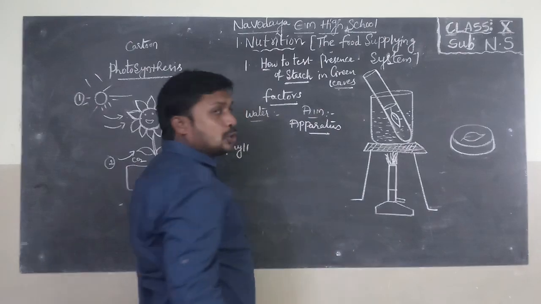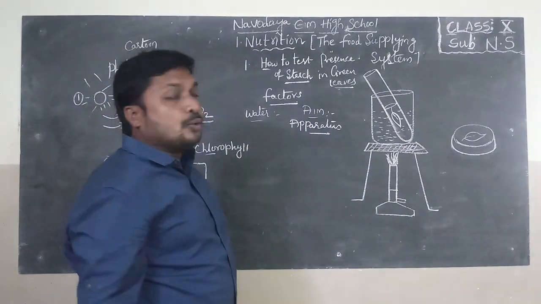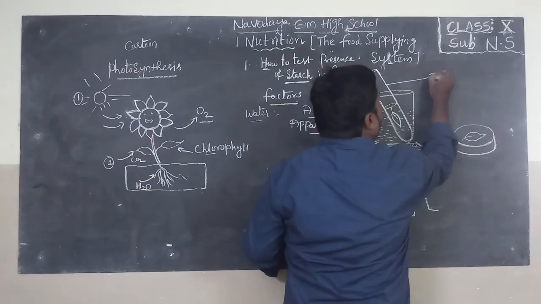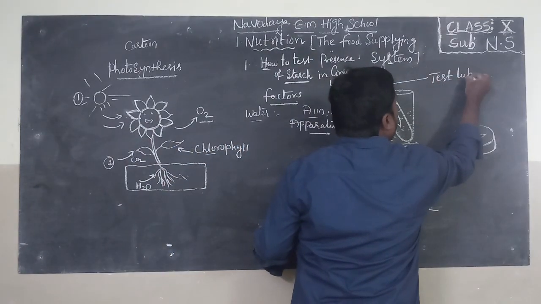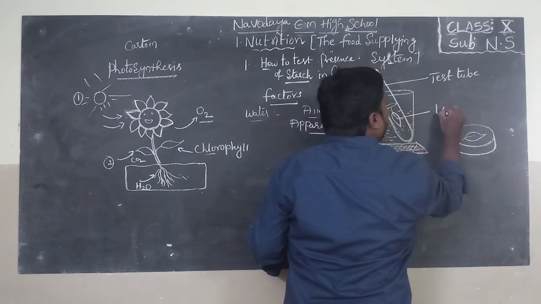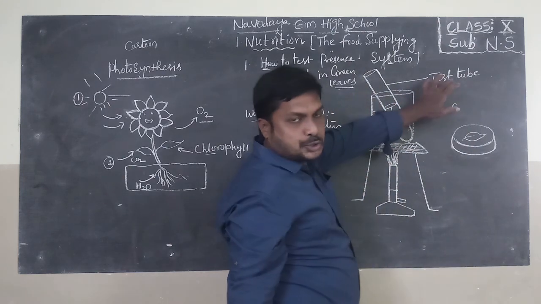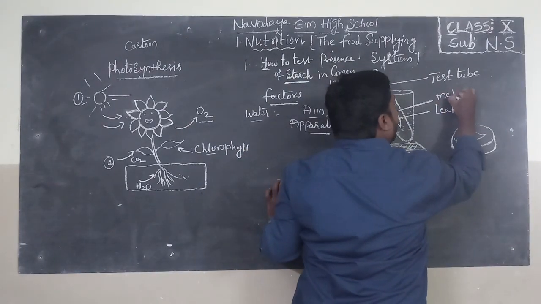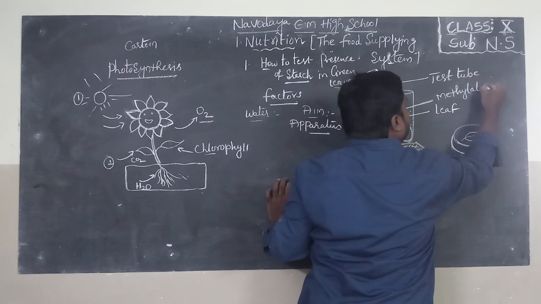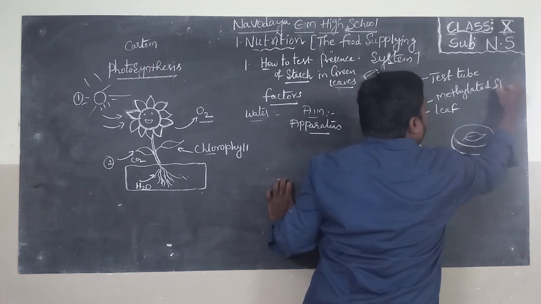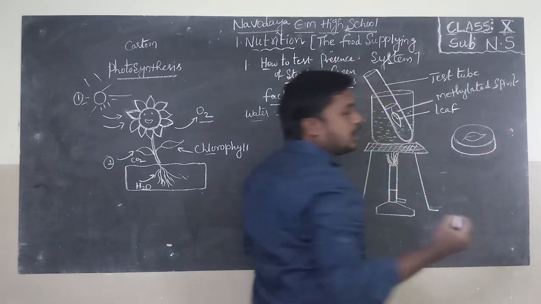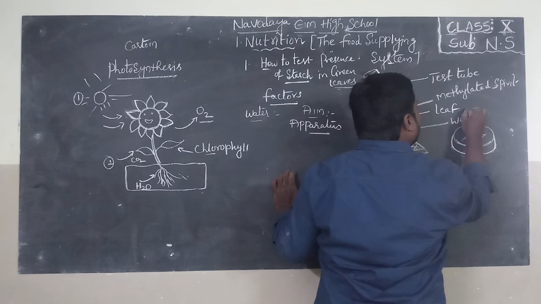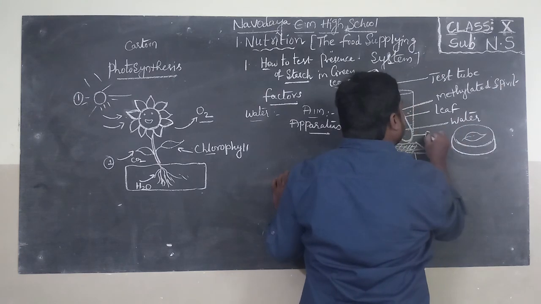To perform this experiment, we require some materials. What are those materials? First one is test tube. Second one is a soft and thin leaf. Third one is methylated spirit. Instead of methylated spirit, you can take alcohol also. Fourth one is water. Fifth one is beaker.